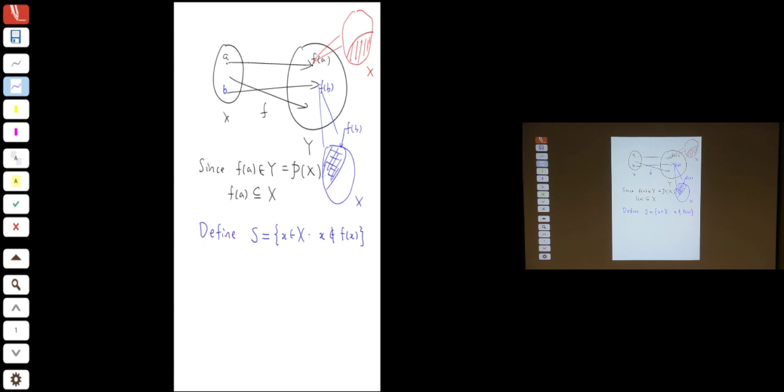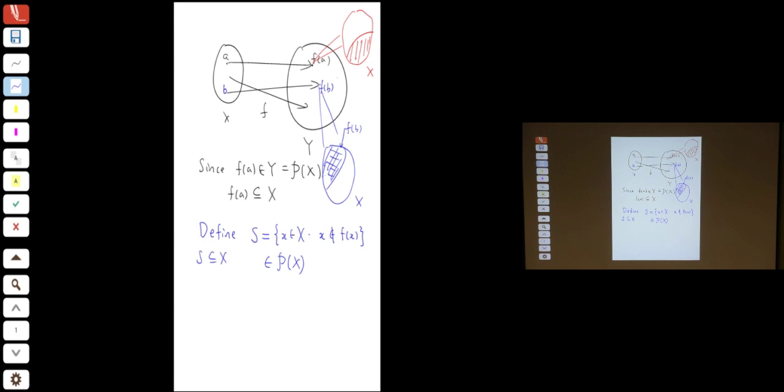So now what is this S from this picture? I'm going to collect. First, this S is a subset of capital X because it collects elements from X. So it's a subset of X, so S itself is a member of the power set. S will be some point here.